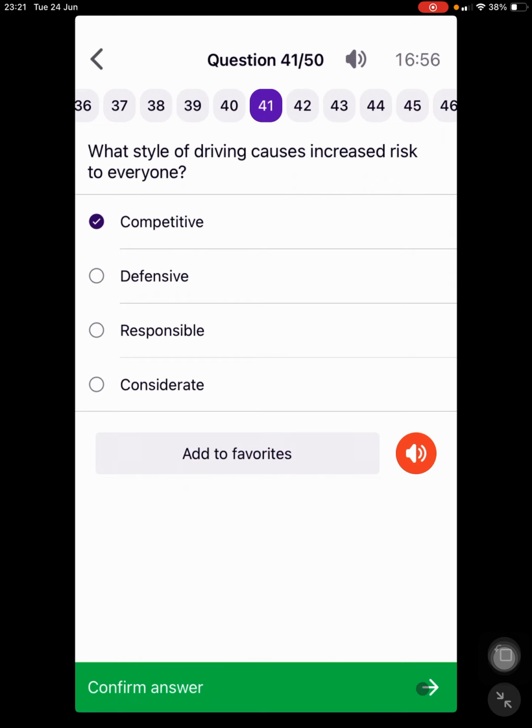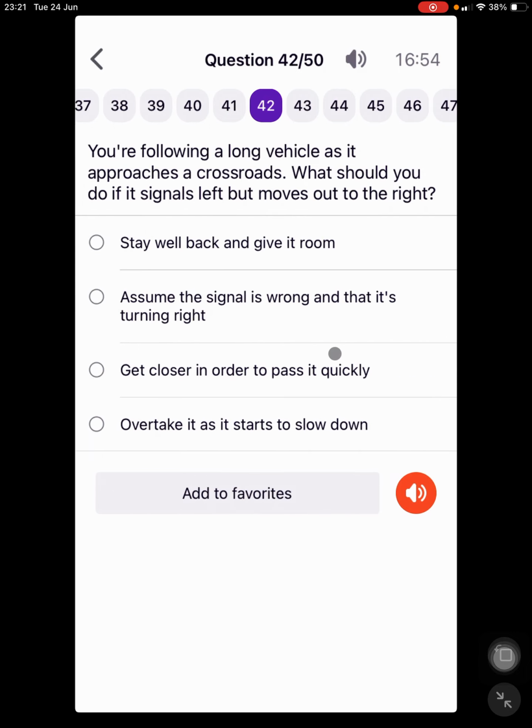Competitive, which is out of competition. You're following a long vehicle as it approaches a crossroads. What should you do if it signals left but moves out to the right? Stay well back and give it room. Assume the signal is wrong and that it's turning right. Get closer in order to pass it quickly. Overtake it as it starts to slow down.